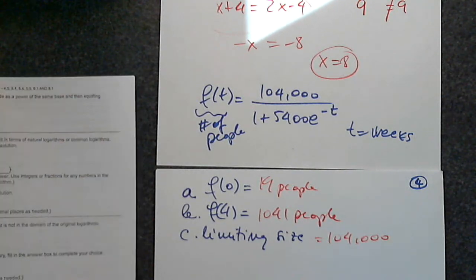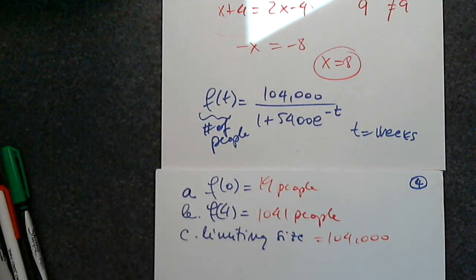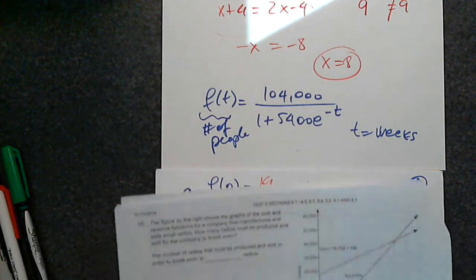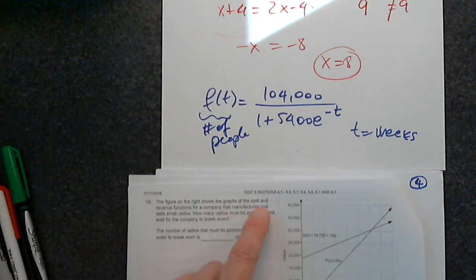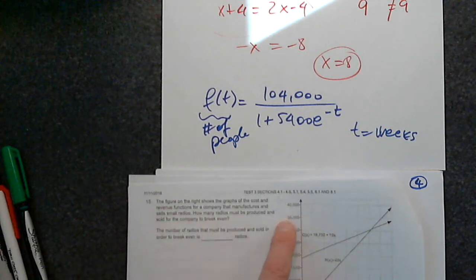Okay, so let's look at something else. Let's see what else we want to practice with. What about problem 15? Let's take a look at 15. The figure on the right shows the graphs of the cost and revenue functions for a company that manufactures and sells small radios. How many radios must be produced and sold for the company to break even?